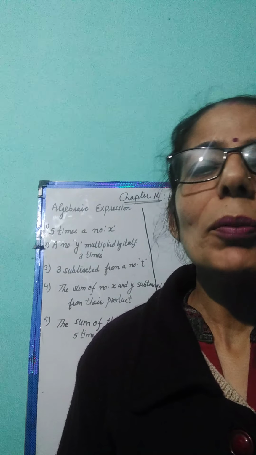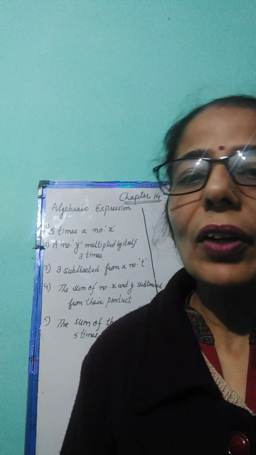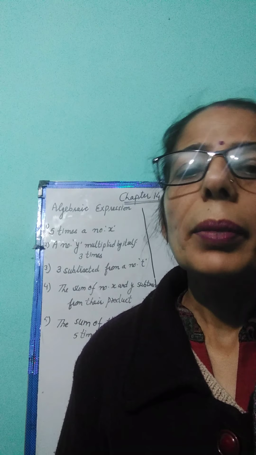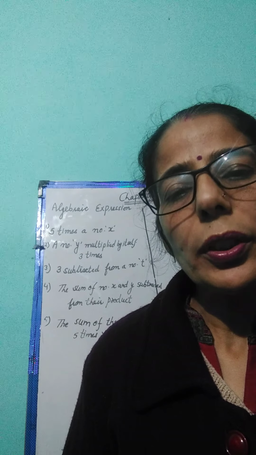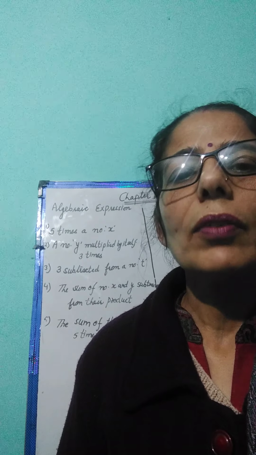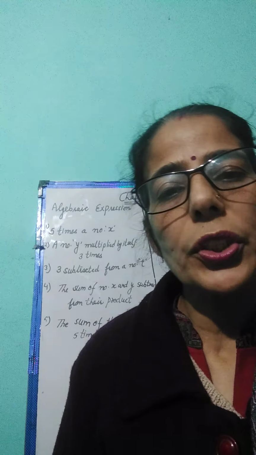Today we are going to start chapter 14, that is factorization. Before starting, we must know what are the algebraic expressions. Although we have covered it in chapter 9 also, it's a recapitulation so that you know the various terms, the various expressions, what is coefficient, and what is constant in an algebraic expression.